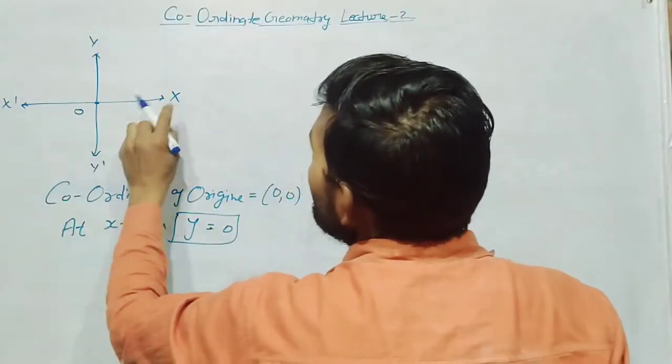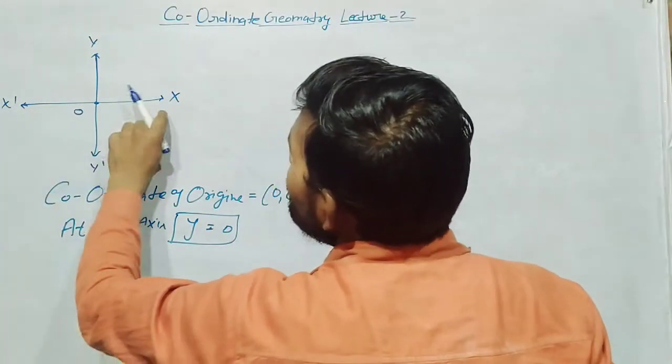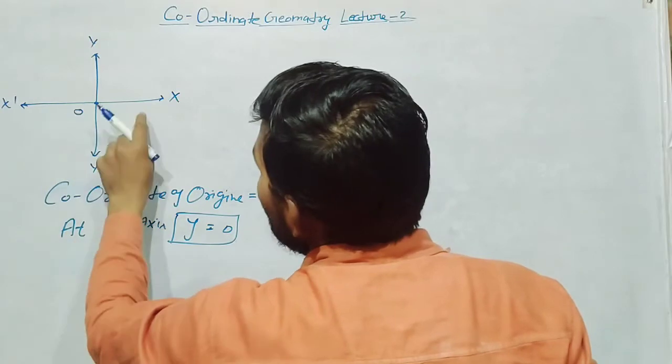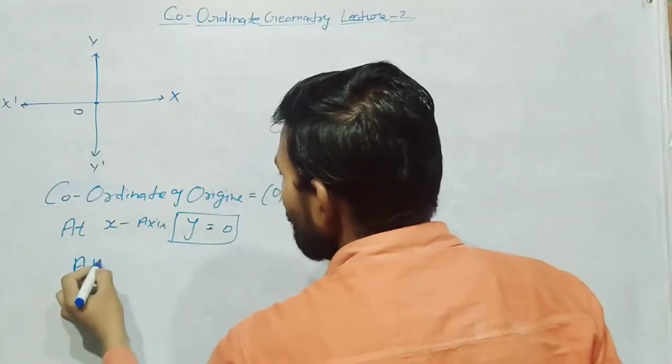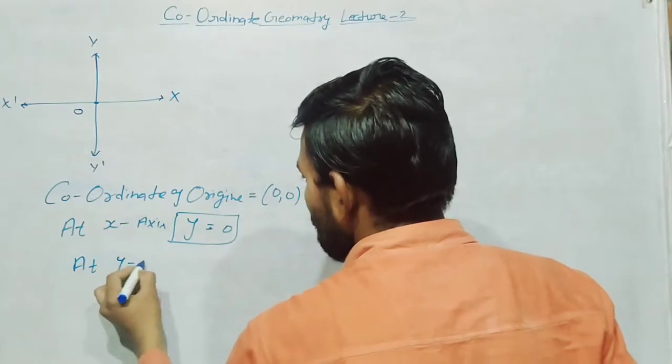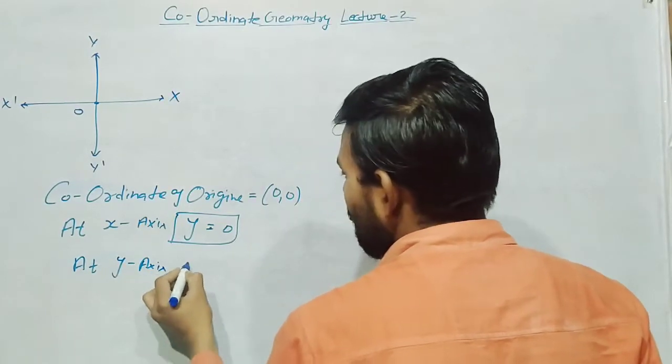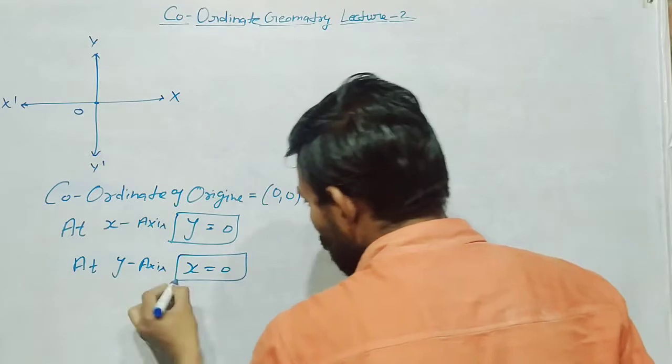We also know that at x-axis y is equal to 0. Here we can see at x-axis there is no distance on y-axis, so we can say at x-axis y is equal to 0. Similarly, at y-axis we can say x is equal to 0.